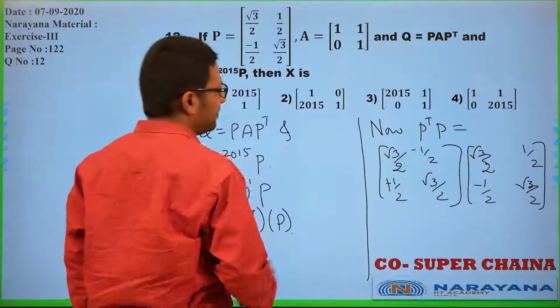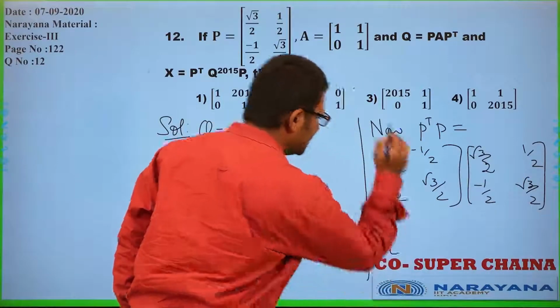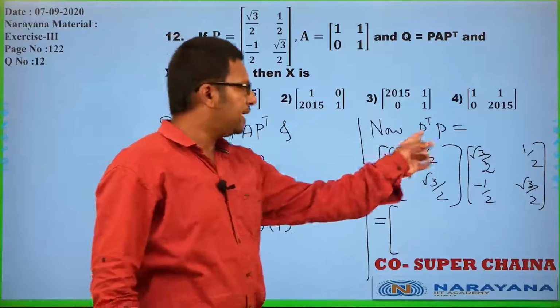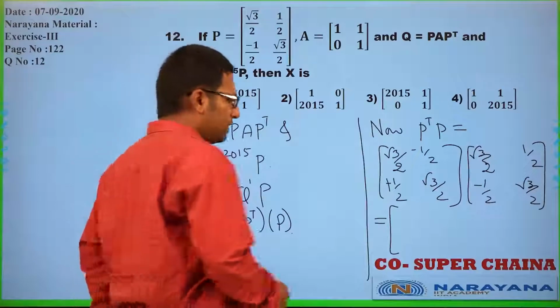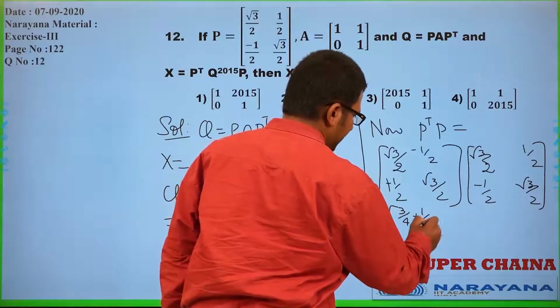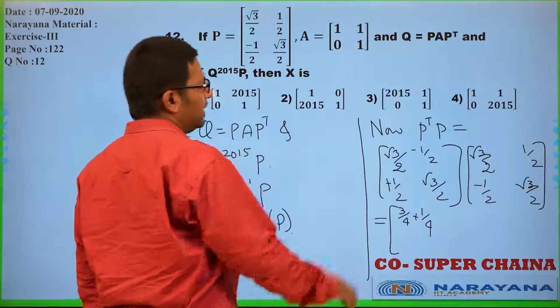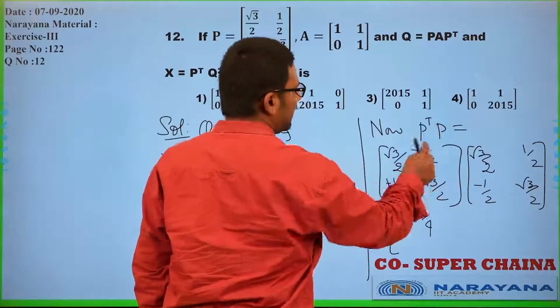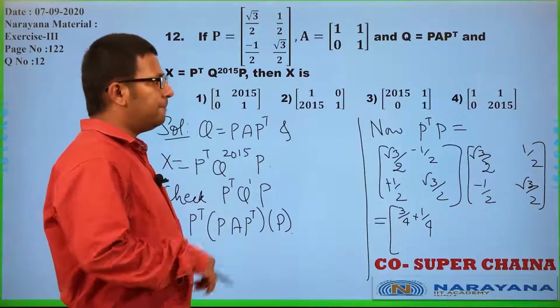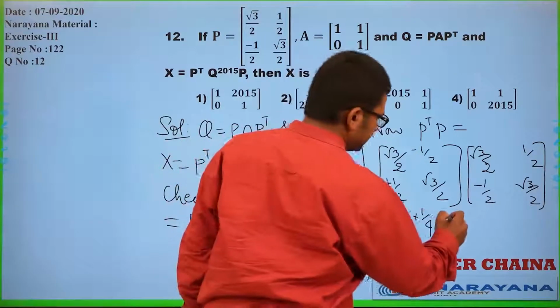Right? Now, multiply them. Root 3 by 2 into root 3 by 2 is 3 by 4. Minus half and minus half is 1 by 4. So this part at least is 3 by 4 plus 1 by 4. Then root 3 by 2 into half and then minus half into root 3 by 2. So root 3 by 4 minus root 3 by 4.